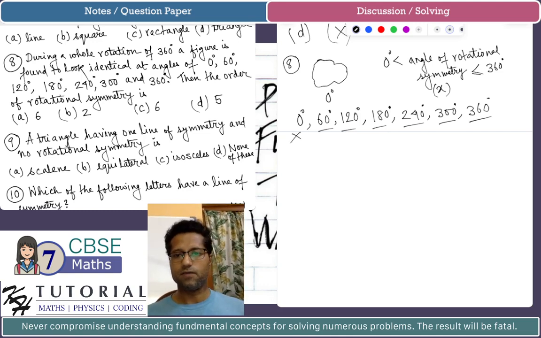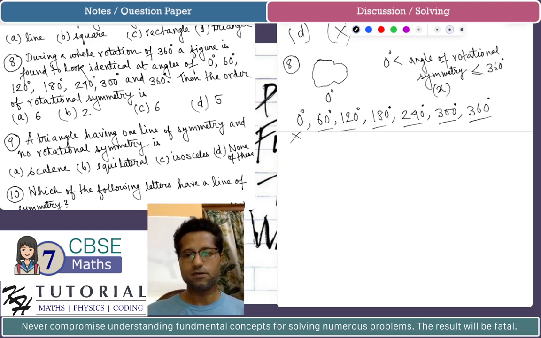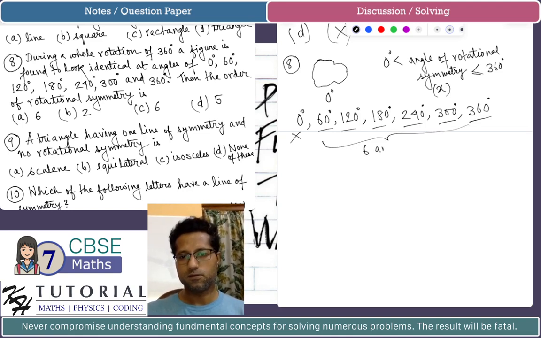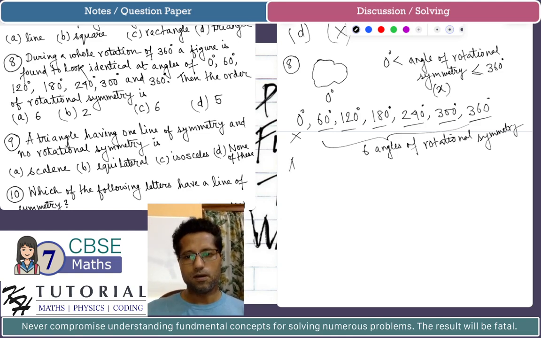So how many angles of rotation do we have? We have 6 angles of rotational symmetry. So the number of angles of rotational symmetry is its order of rotational symmetry. So the answer is 6 angles of rotational symmetry. The order of rotational symmetry will be 6. So the correct choice is A.